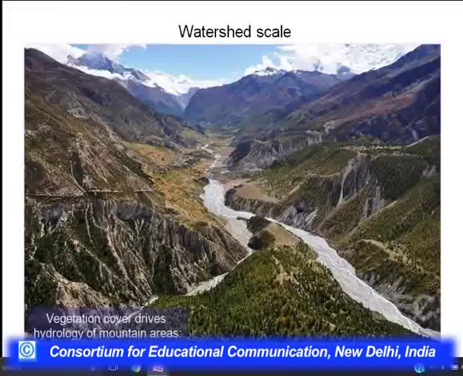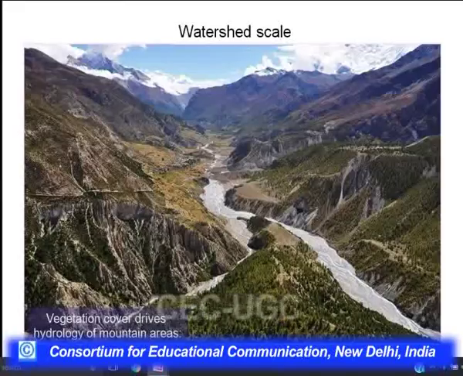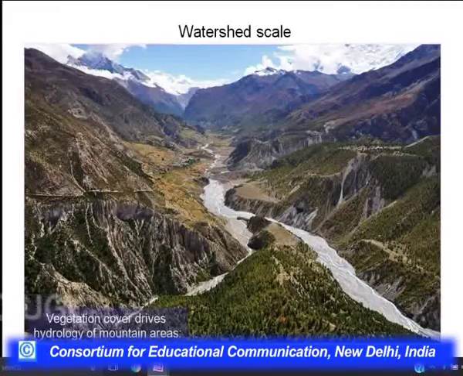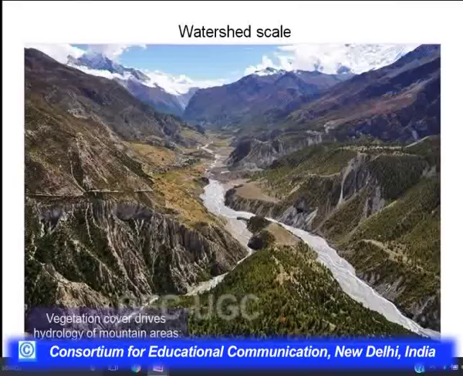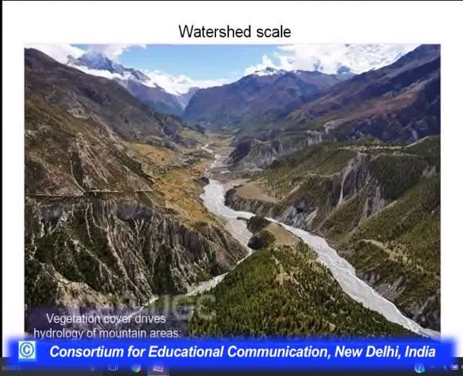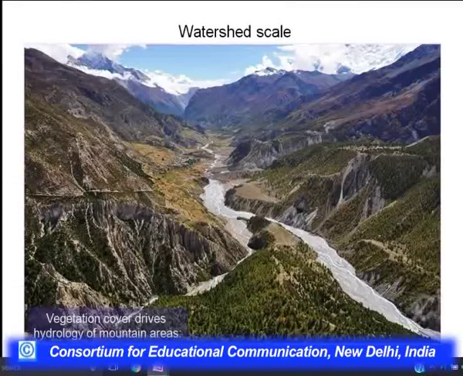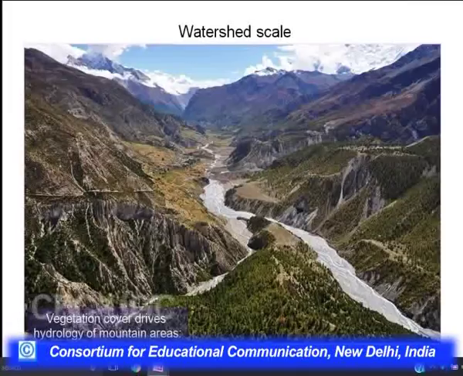At the watershed level, it is very important to analyze the uncertainty. Vegetation cover drives hydrology in the mountainous area. I would like to mention that if you analyze at the Himalayan scale, micro level factors like rainfall are very important. But when you come to the catchment level, you see that vegetation cover is very important. Vegetation controls the runoff process in the area, and so subsequently we will have a lot of changes in the water.